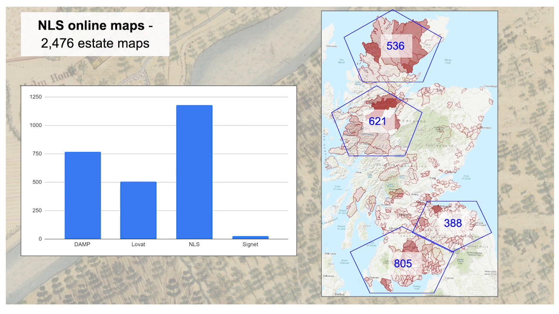And this bar chart really underlines how extremely useful the DAMP work has been, as well as the Lovat project, in locating and scanning estate maps in private hands.